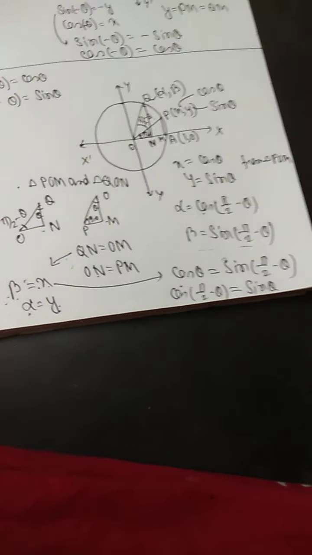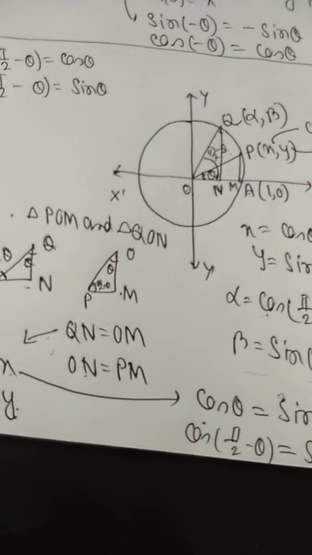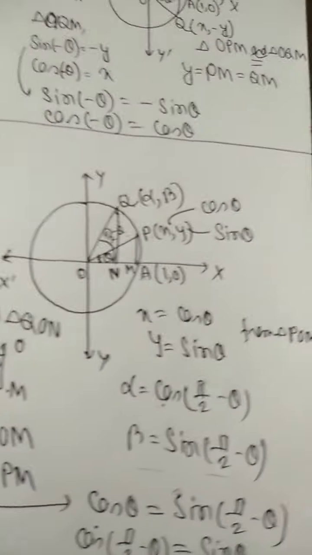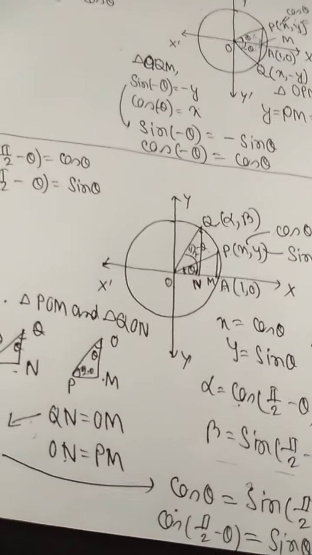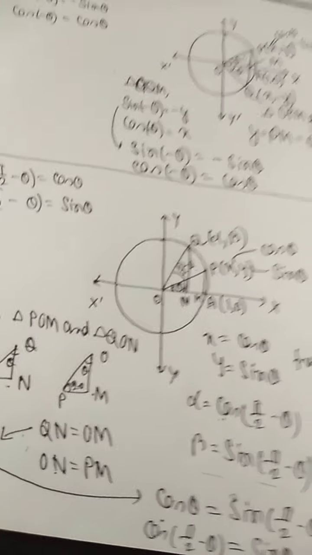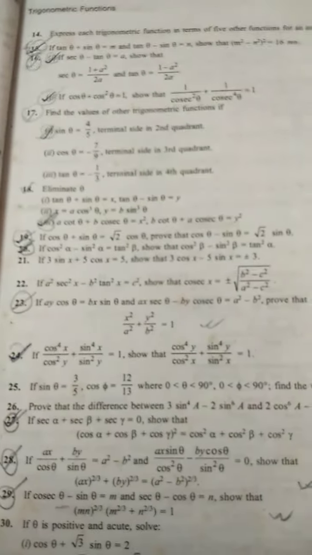There are so many associated angles. That is sine of pi by 2 plus theta, cos of pi by 2 plus theta. Similarly, sine of pi minus theta, cos of pi minus theta. I hope you can do these types of associated angles. Now I am doing two sums. Here that is question number 23 of your exercise.